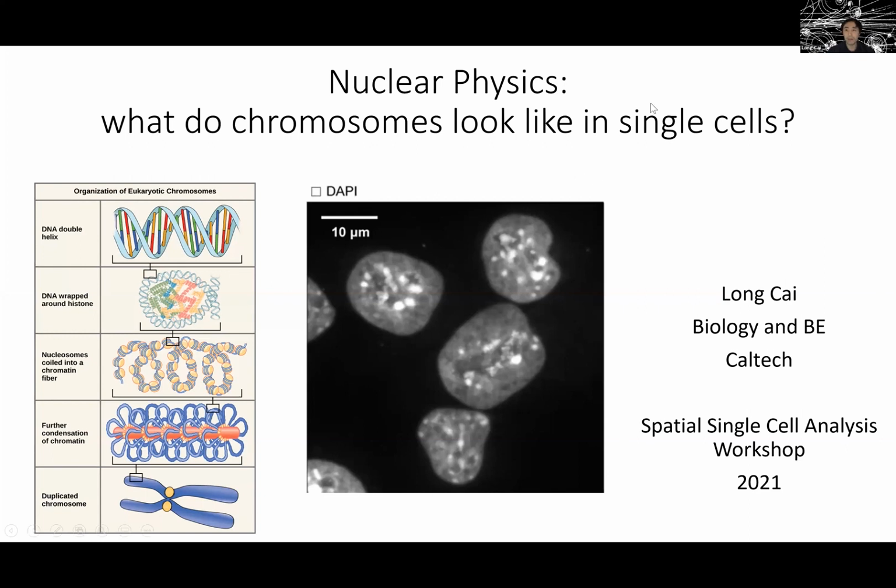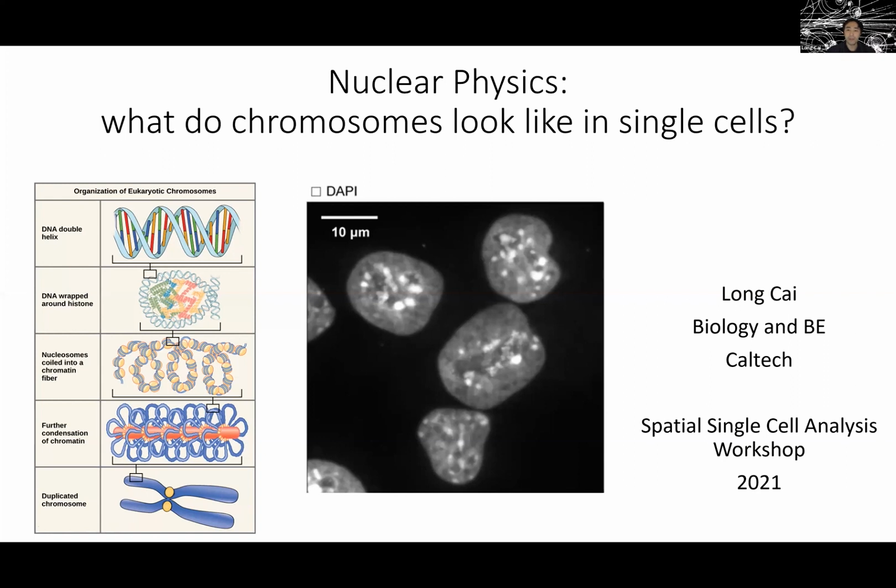And I want to tell you about our most recent work in looking at nuclear structure. So as you know, we all see in textbooks that DNA is organized in this hierarchical fashion, in double-stranded DNA, and then packaged into nucleosomes, and then forms chromosome fibers. But then, on the other hand, if we take a microscope image, this is the middle panel, what we usually see is some kind of dappled image with bright spots and dim spots inside nuclei. So how do we reconcile these two pictures, and what do the chromosomes actually look like in single cells?